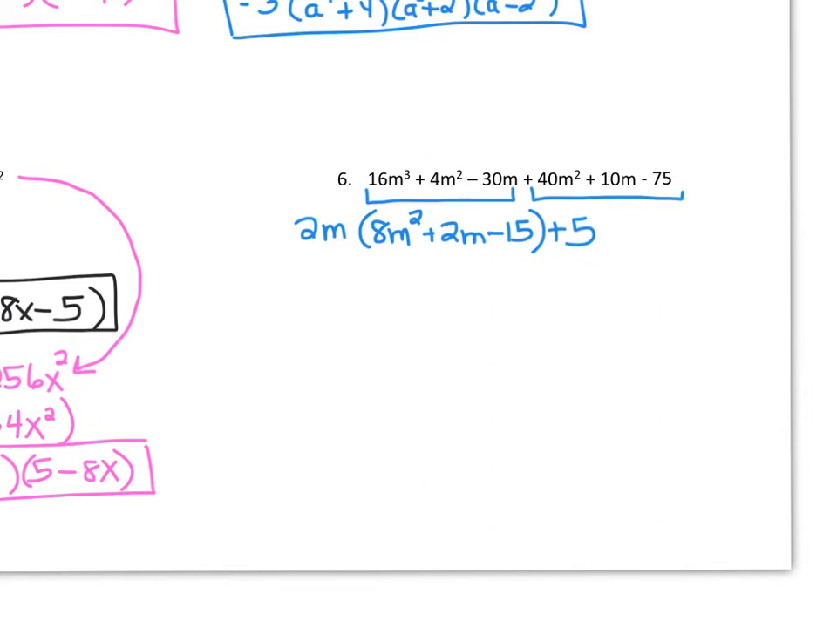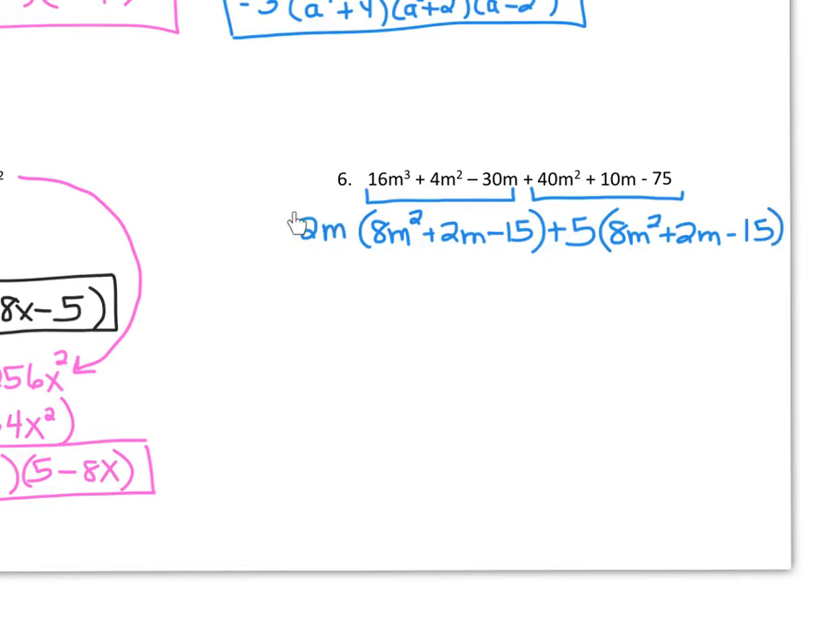Okay, so then in parentheses, 40m squared divided by 5 is 8m squared. Okay, we didn't pull out any variables, so the variables with their exponents are going to stay the same. 10m divided by 5 would be positive 2m. And then negative 75 divided by positive 5 would be negative 15. And if we look, we have the same thing in our parentheses.